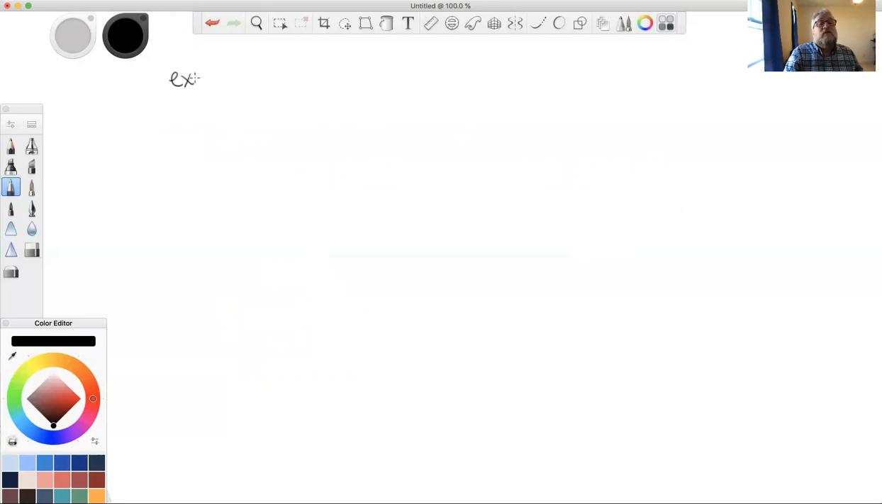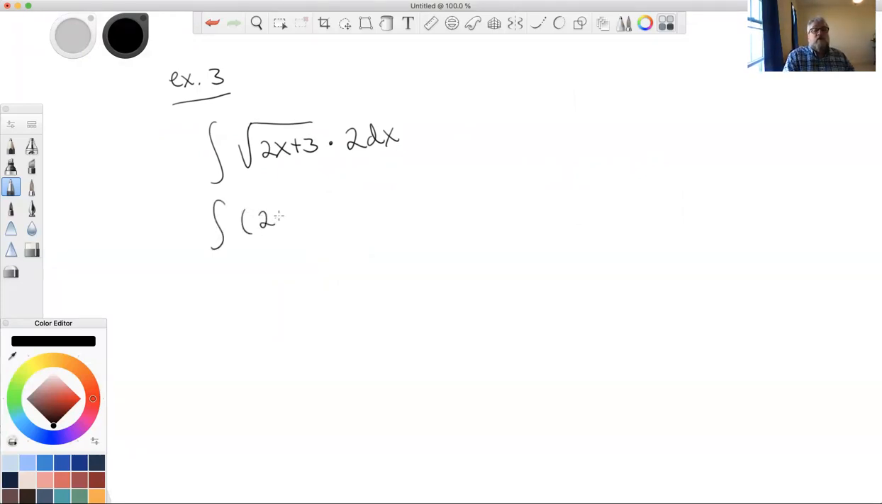Okay, here's example 3 out of the textbook. Integrate the square root of 2x plus 3 times 2 dx. Notice the 2 is not under the square root sign, it's outside of it. So first of all, we're going to rewrite this: 2x plus 3 to the 1/2 times 2 dx.